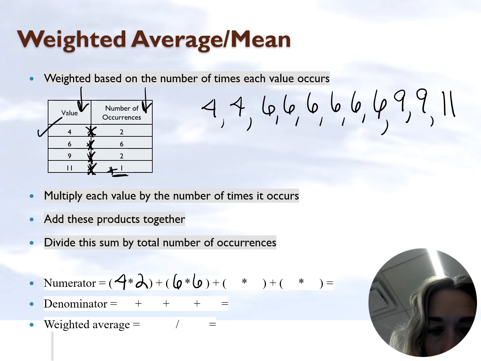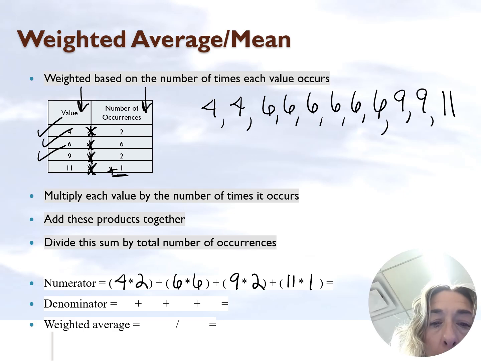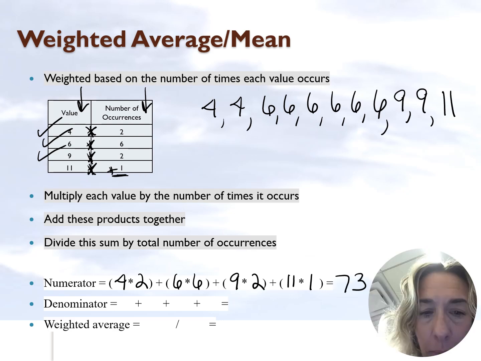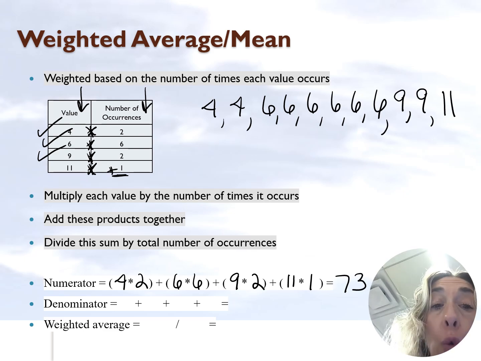6 occurs 6 times. 9 occurs 2 times. The value 11 occurs once. Okay? And if I were to add these 4 individual products together, I would get 73. Okay? In the denominator, then, you simply have the total number of occurrences.